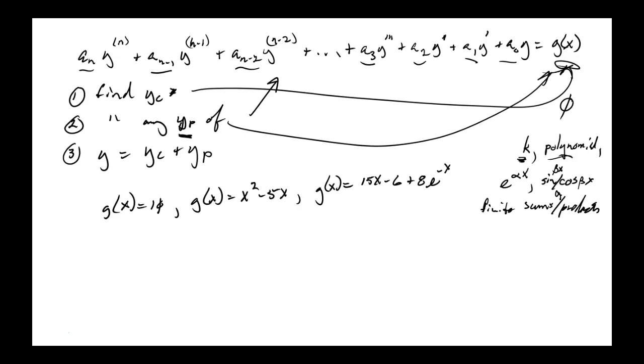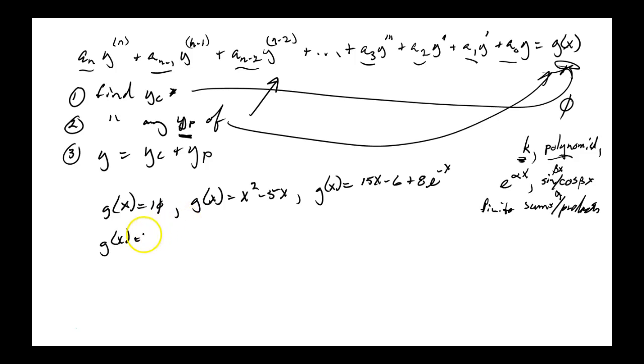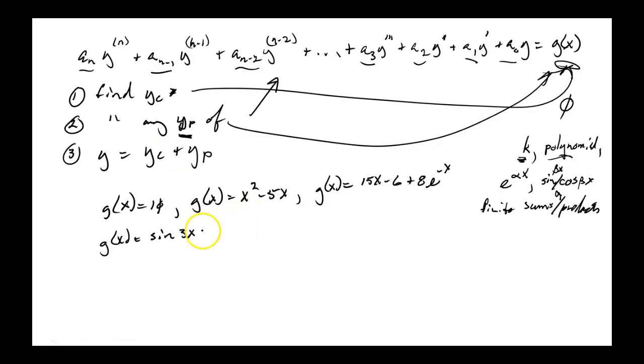Here's another. There's an infinite number of these. G of x could be sine 3x minus 5x times the cosine of 2x. Okay.